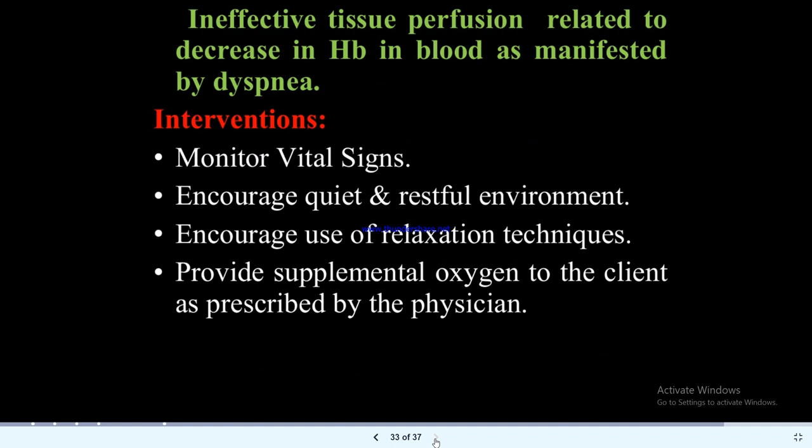Ineffective tissue perfusion related to decrease in hemoglobin in blood as manifested by dyspnea. Interventions: monitor vital signs, encourage a quiet and restful environment, encourage use of relaxation techniques, provide supplemental oxygen to the client as prescribed by the physician.